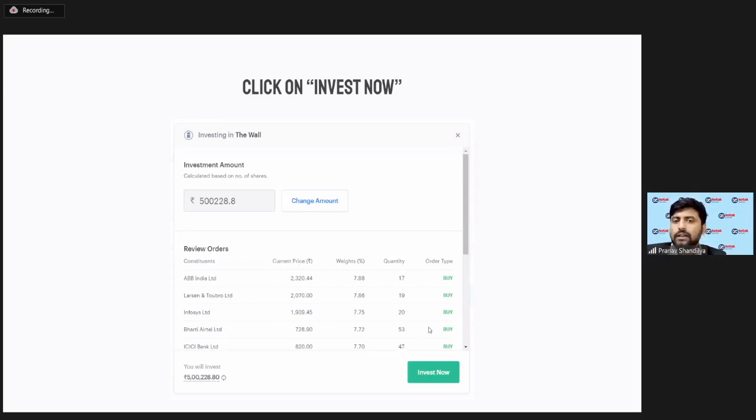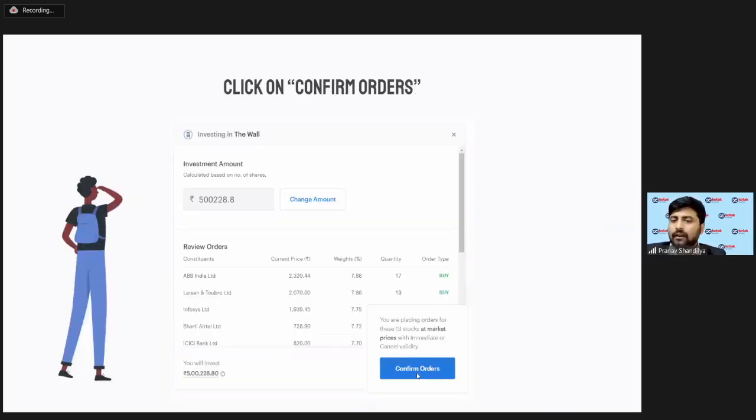Once you click on the invest now button, it will ask you to confirm orders. And once you click on confirm orders, all the stocks in that particular basket will be picked up in your Kotak Securities trading and demat account automatically, in one click, in one shot. There is no requirement to go ahead and pick ABB Limited, Larsen and Toubro, Infosys, Bharti Airtel, and so on, one by one.